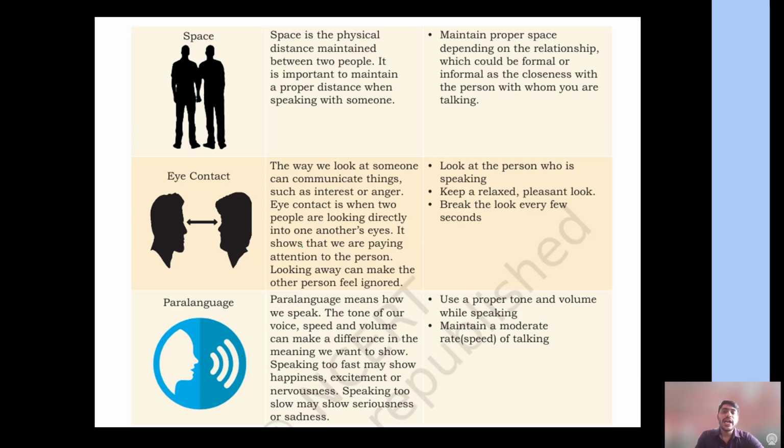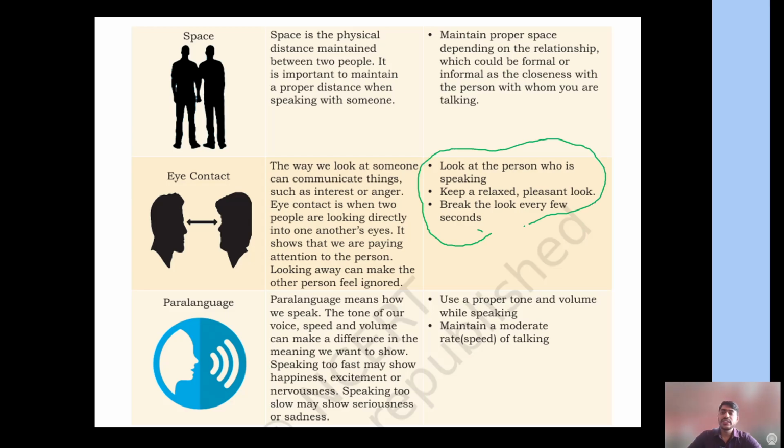The way we look at someone can communicate things such as interest or anger. That is eye contact. They can know through your eyes whether you are angry or in a happy mood. So look at the person who is speaking. Keep a relaxed, pleasant look. Break the look every few seconds. Remember it. These are the things you need to take care of while giving eye contact.